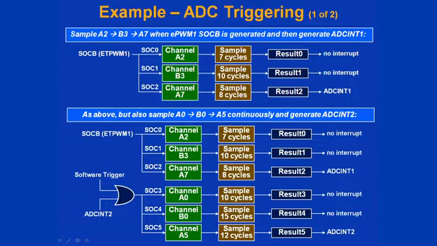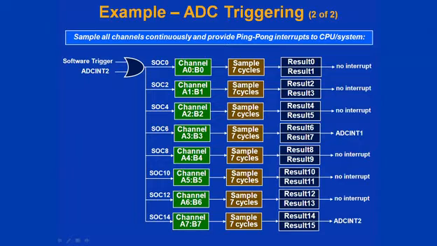The bottom example extends this with channels A0, B0, and A5 being converted initially with a software trigger. After A5 is converted, ADC in 2 is generated, which is fed back as a trigger to start the process again. The example on this slide shows channels 0 through 7 being converted in simultaneous sampling mode, triggered initially by software. After channel 3 is converted, ADC in 1 is generated. After channel 7 is converted, ADC in 2 is generated and fed back to start the process again. ADC in 1 and ADC in 2 are being used as ping-pong interrupts.